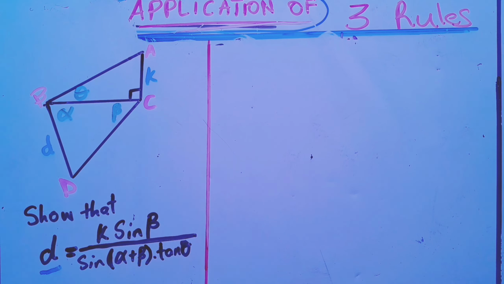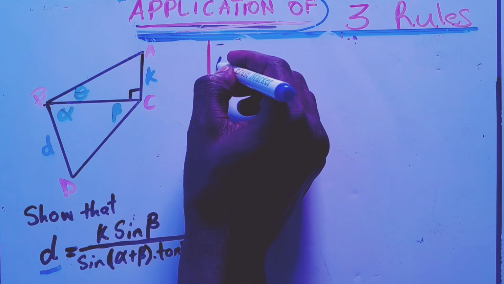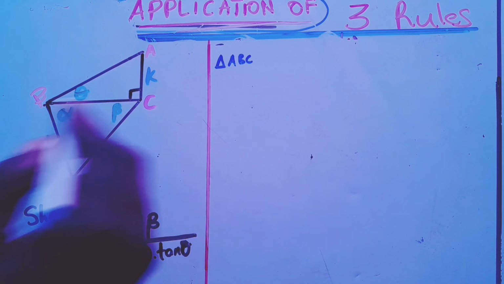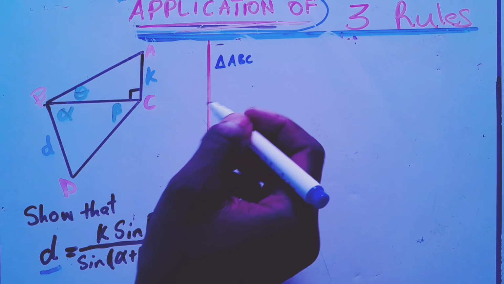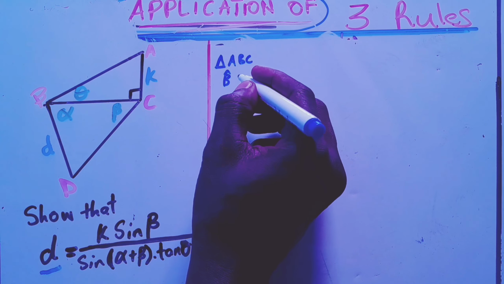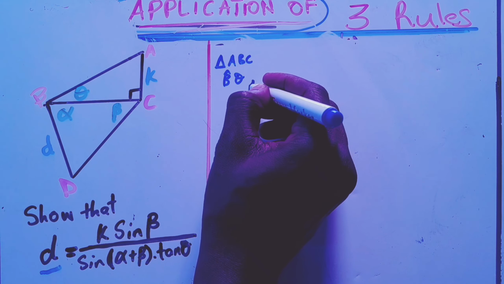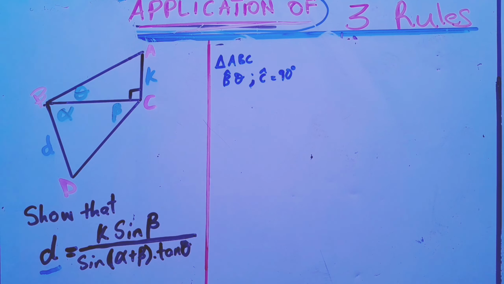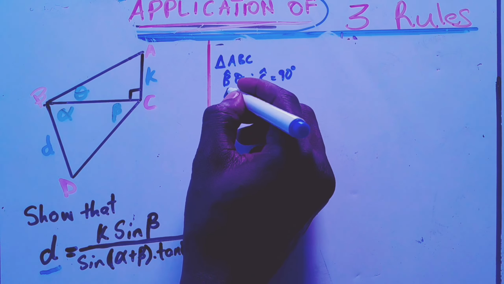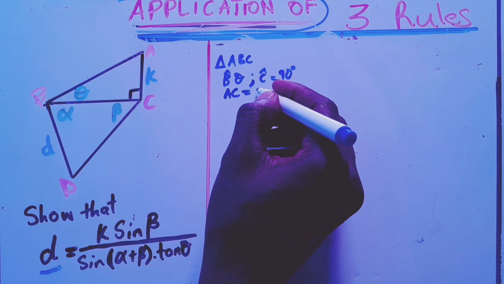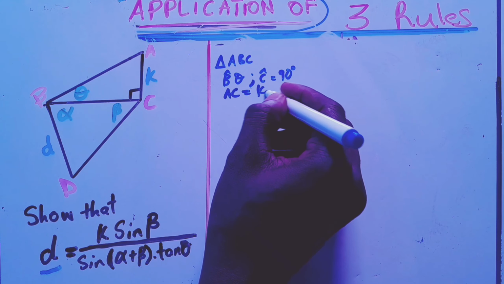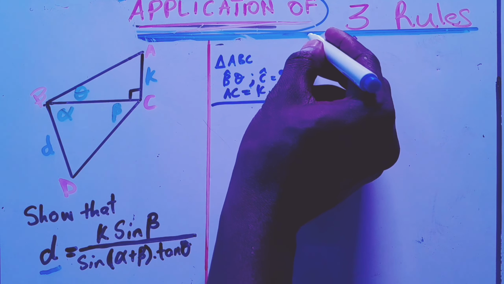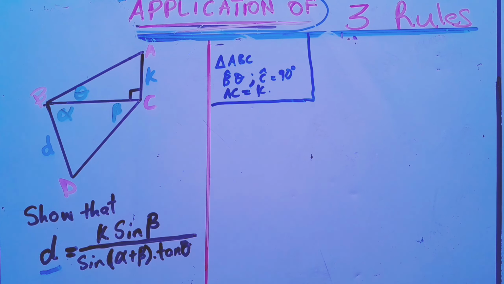So we are having this right angle triangle, which is triangle ABC. Can you see we're having triangle ABC, which is having B as our theta, and it is also having C as our 90 degrees. Can you see that? And we are also having AC, which is equal to K. So that's what we are having in that other triangle.